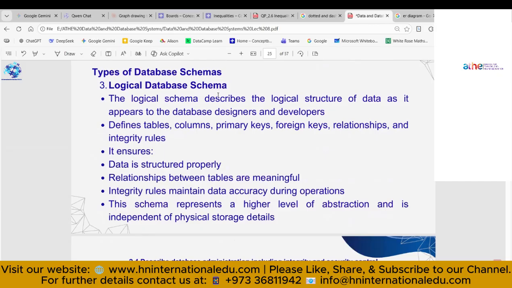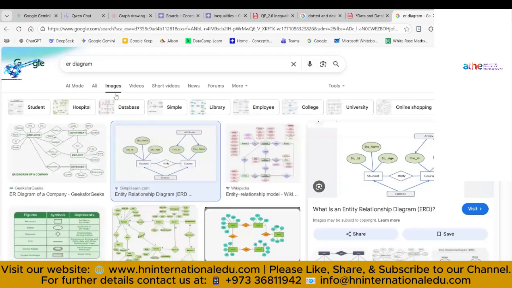Next, we have the logical database schema. So the logical schema describes the logical structure of data as it appears to the database designers and developers. If someone were looking at the logical database schema, they would understand immediately how many tables there are and which tables have a relation with each other.